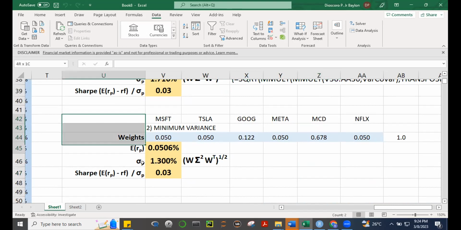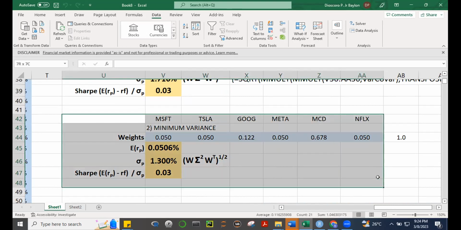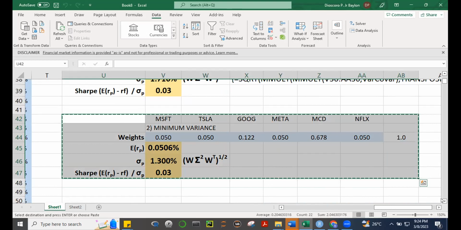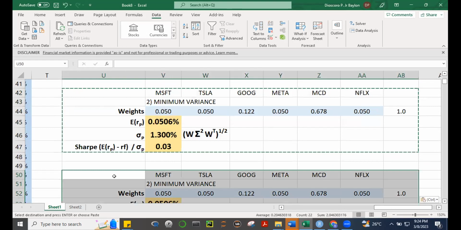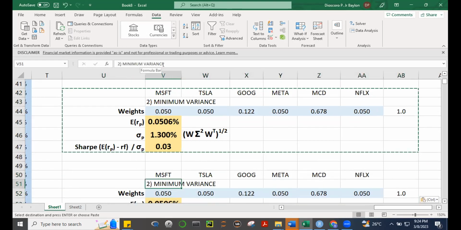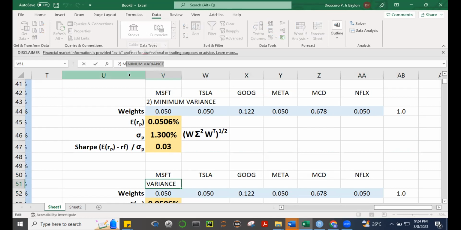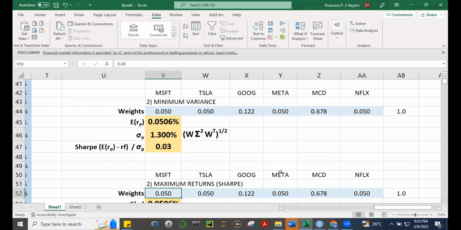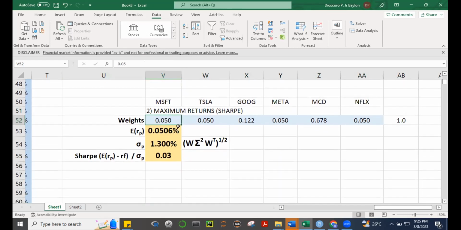Okay, so let's do this. Let's copy this again. Control C. Control V. So this is now, let's create a maximum. A portfolio that will give us the maximum returns. Maximum returns, and this is usually based on the Sharpe ratio, the risk adjusted one. Okay? We don't base it here on the expected return. We base it here on the Sharpe ratio.